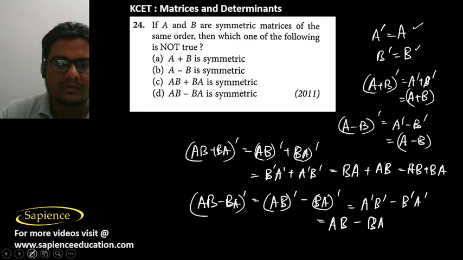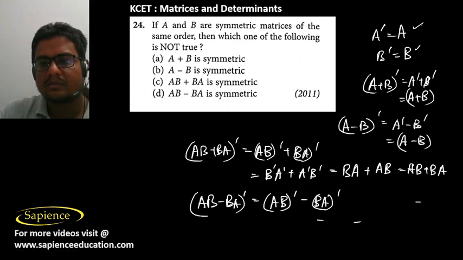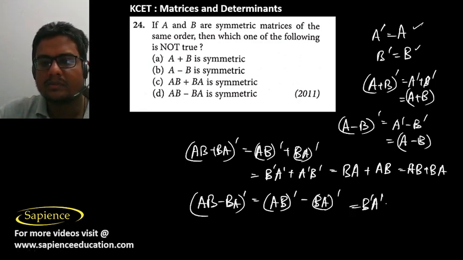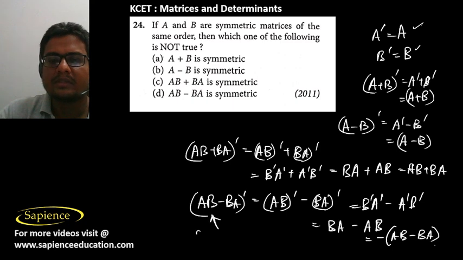Sorry, this part is wrong. So (AB)ᵀ is BᵀAᵀ, and (BA)ᵀ is AᵀBᵀ. Since Bᵀ is B and Aᵀ is A, this gives BA minus AB, which is equal to minus of (AB minus BA). So it means that AB minus BA is a skew symmetric matrix.